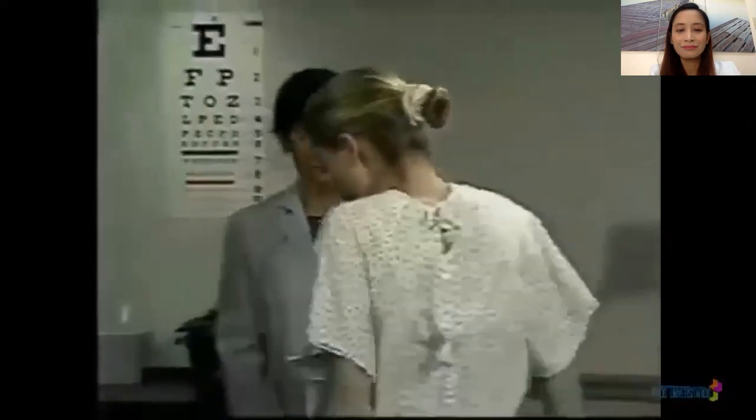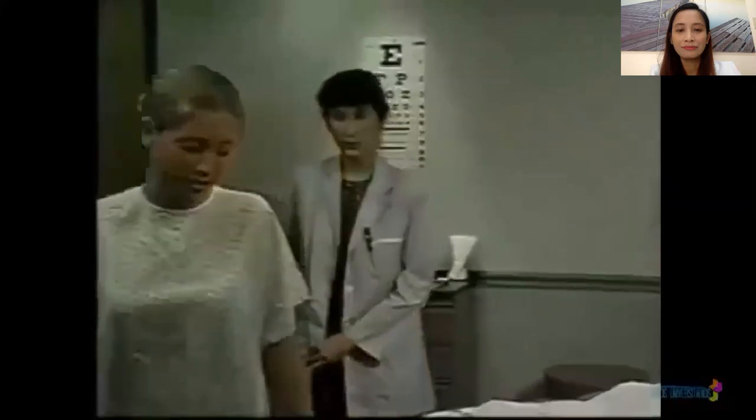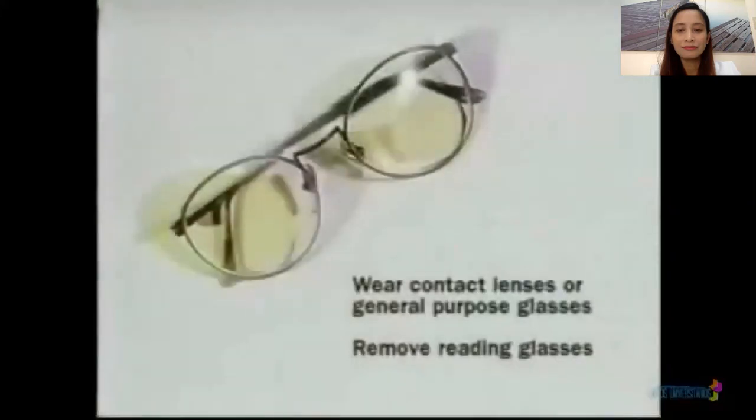Begin the eye examination by assessing the patient's visual acuity. To do this, have the patient stand 20 feet from a Snellen eye chart. If the patient wears contact lenses or general-purpose glasses, tell her to wear them. But ask the patient to remove reading glasses because they blur distance vision.